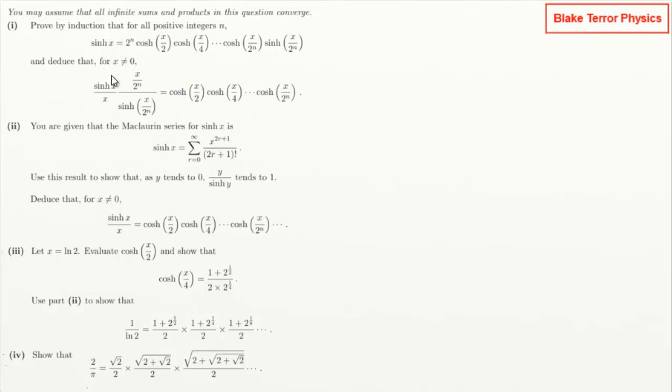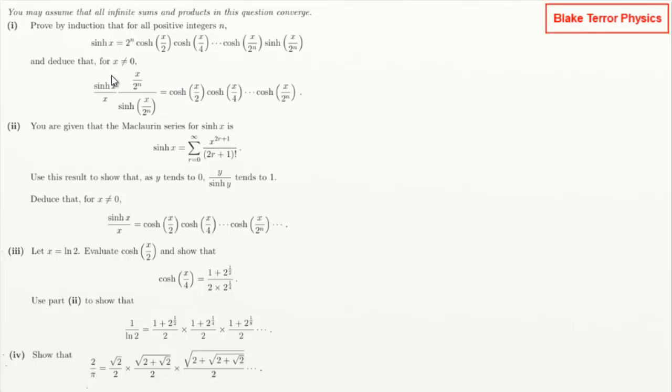Hello, this is question 4 from the Step 3 paper from 2022. You may assume that all infinite sums and products in this question converge. That's a little bonus for us. Part 1: prove by induction that for all positive integers n, this holds.